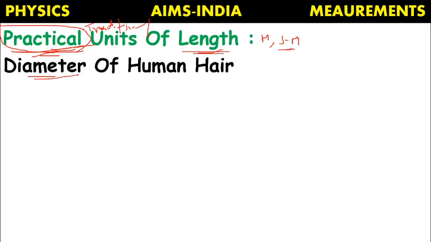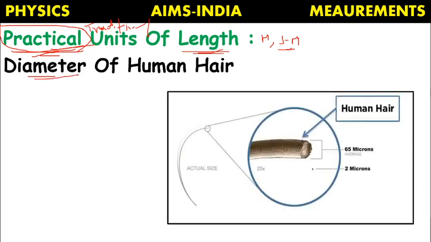If I want to measure diameter of human hair, so this is the actual size of human hair. So very thin. This is the actual size. So this is the microscopic view. This part diameter we want to measure. This diameter of human hair is normally measured in microns.